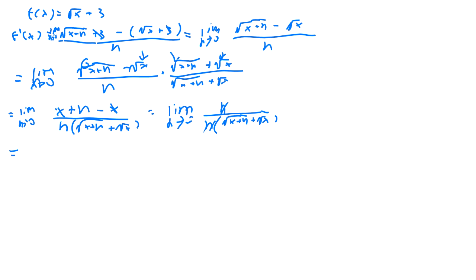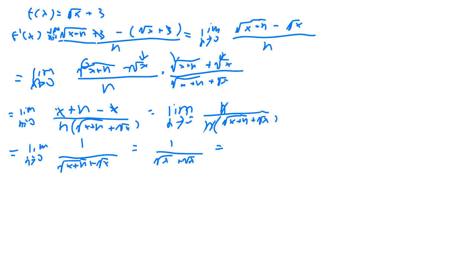Now we're going to end up with the limit as h goes to 0 of 1 over the square root of x plus h plus the square root of x. So you'll notice that when we plug in h, we're no longer dividing by 0. We don't have any discontinuity, so we can drop our limit sign now since we can just plug in the 0 for h. And so we get 1 over the square root of x plus 0, which is the square root of x, plus the square root of x.